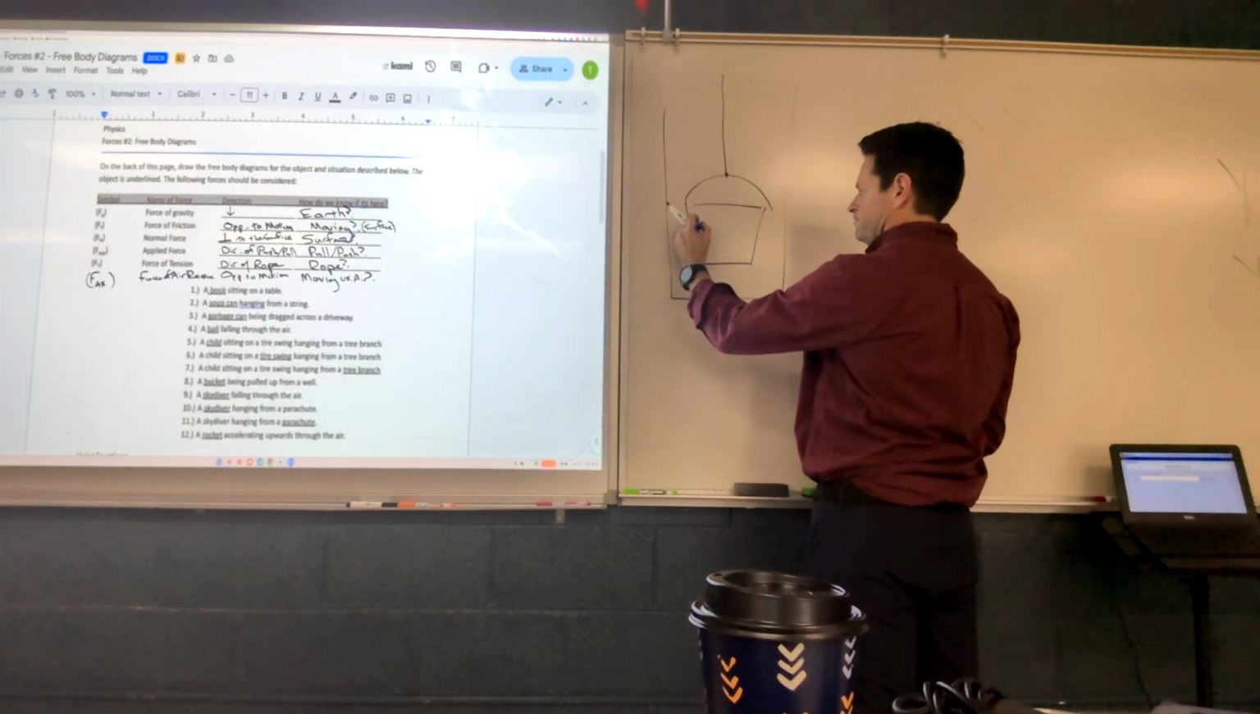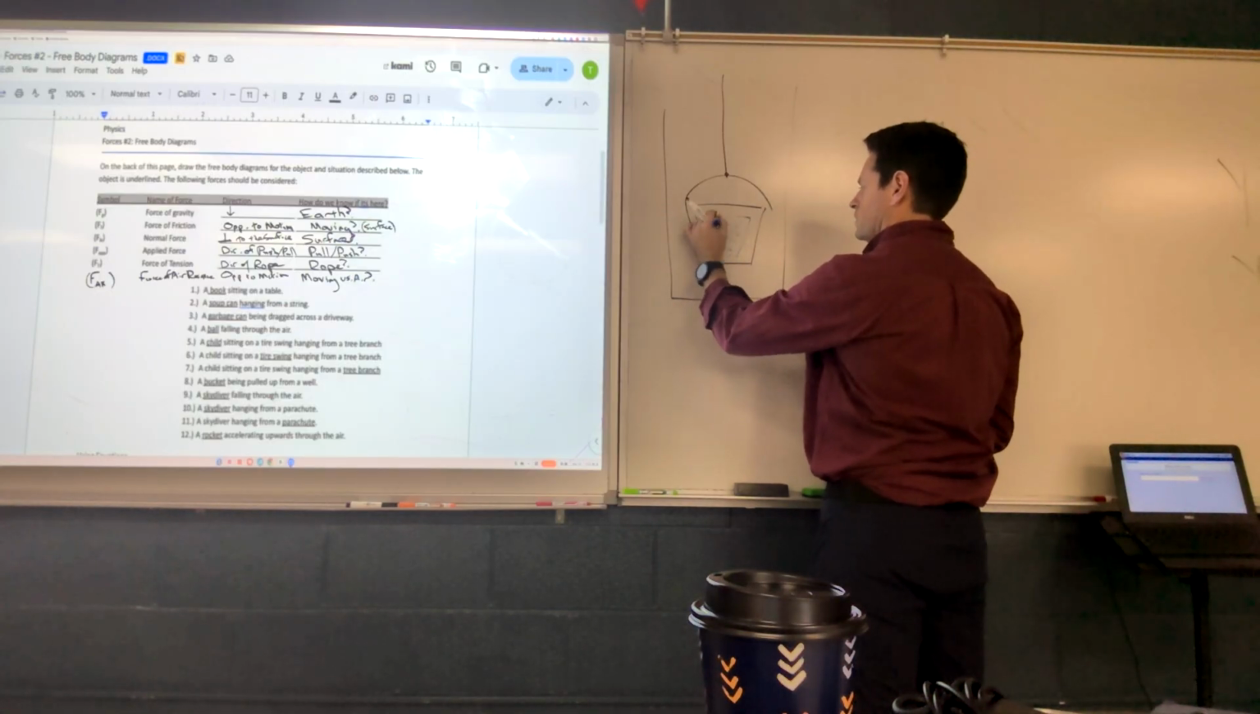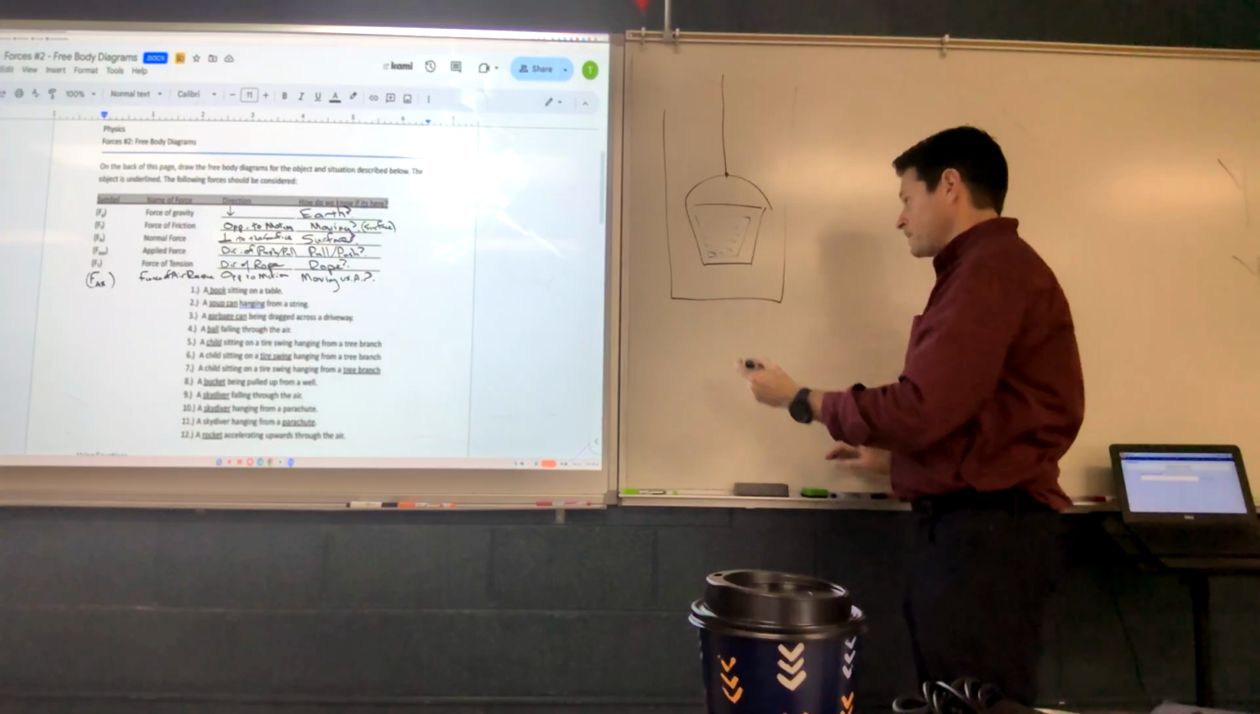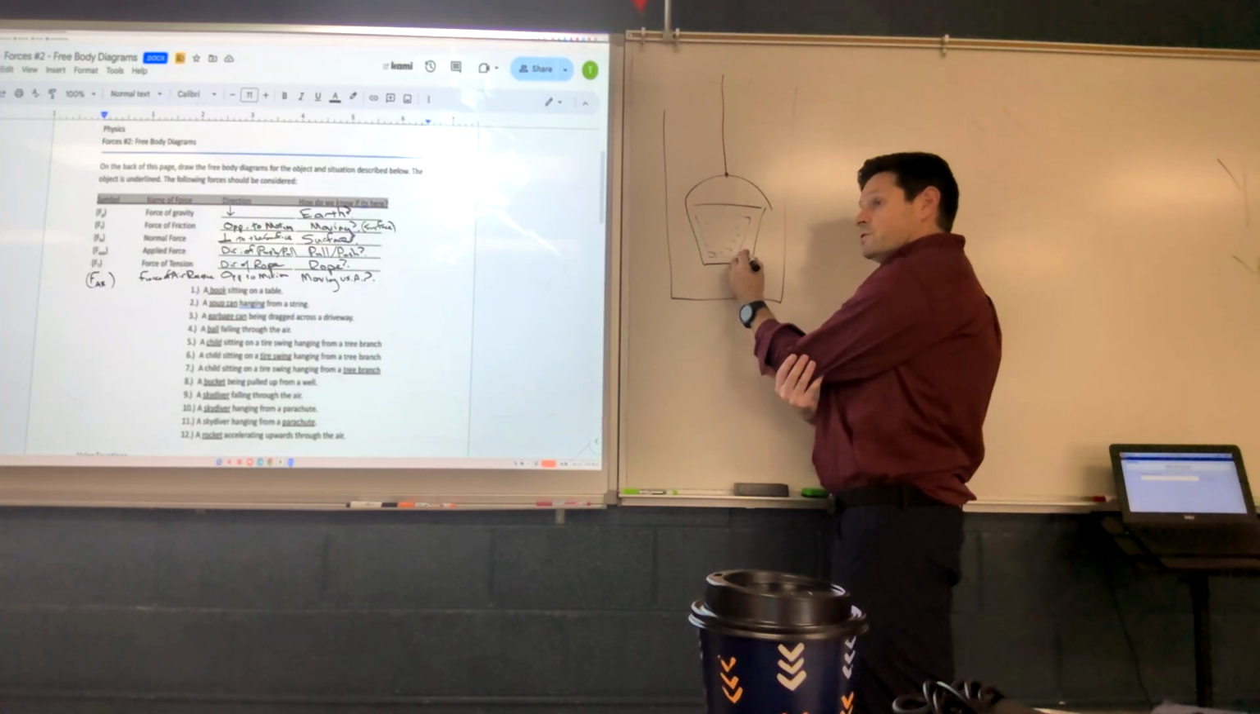Water. Here's the water in the bucket. Okay? That's the water in the bucket. That's going to change things very slightly, but it's just fine. All right. Is this bucket on or near the surface of the earth?